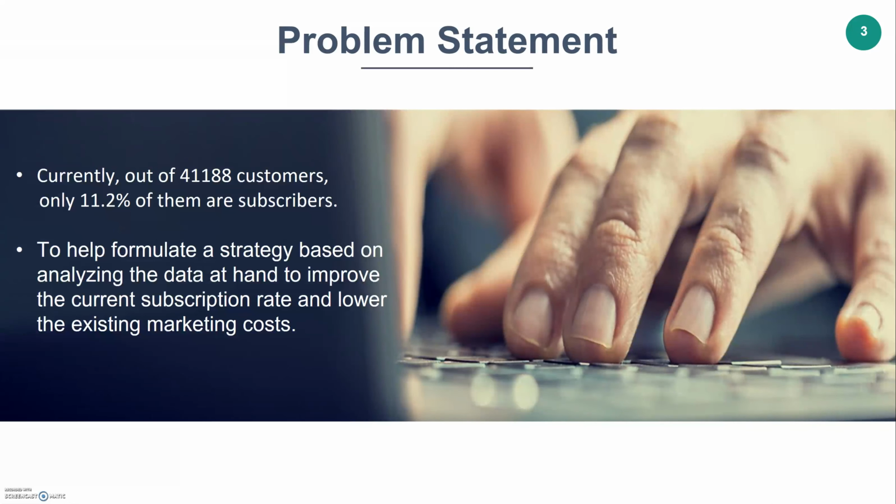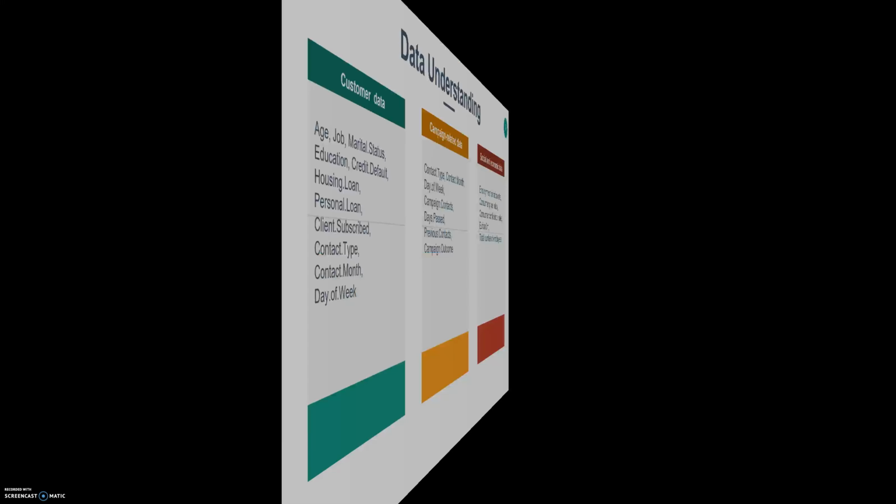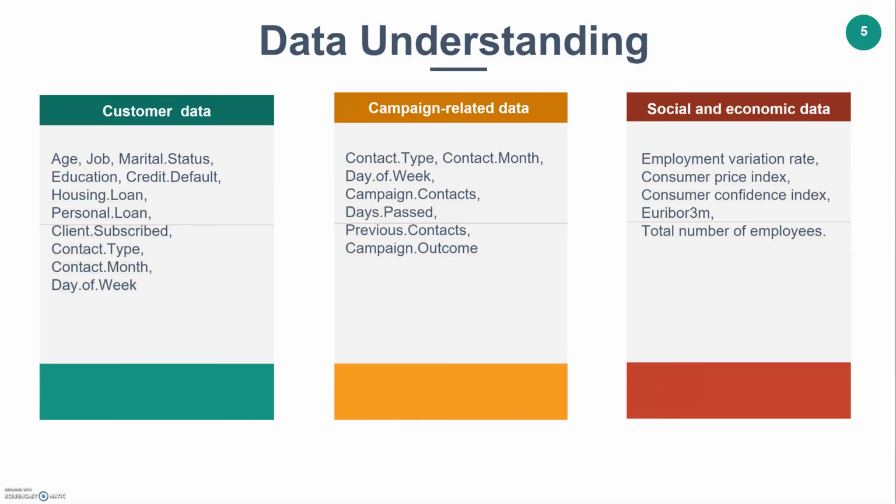The current problem is that out of 41,000 targeting customers, only 11.2% of them were transformed into subscribers. This leads to our business goals. First, we want to help you build a model to predict if a new client will subscribe to your term deposit or not. Second, we want to identify the key characteristics of clients who have subscribed to the deposit. Third, we want to identify key characteristics of the current successful campaign. And lastly, based on our information, we want to provide you future recommendations to attract new customers and lower your marketing costs.